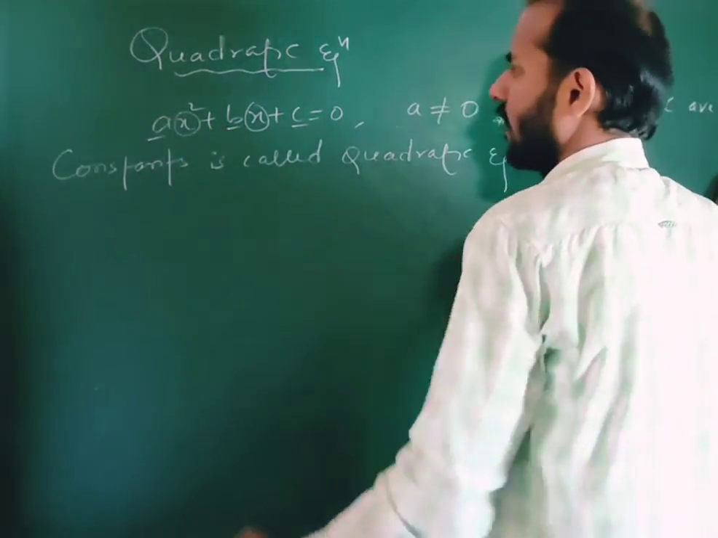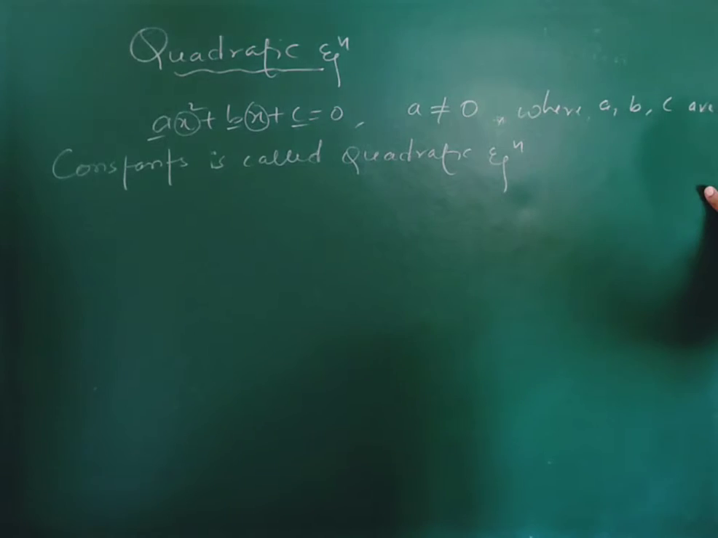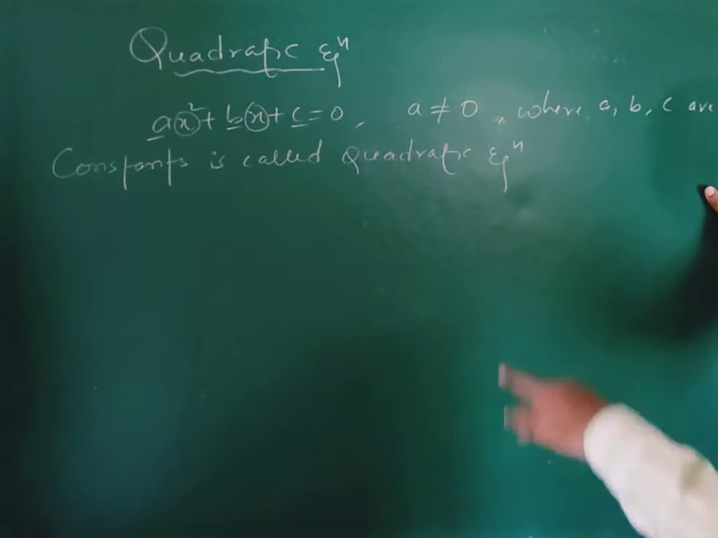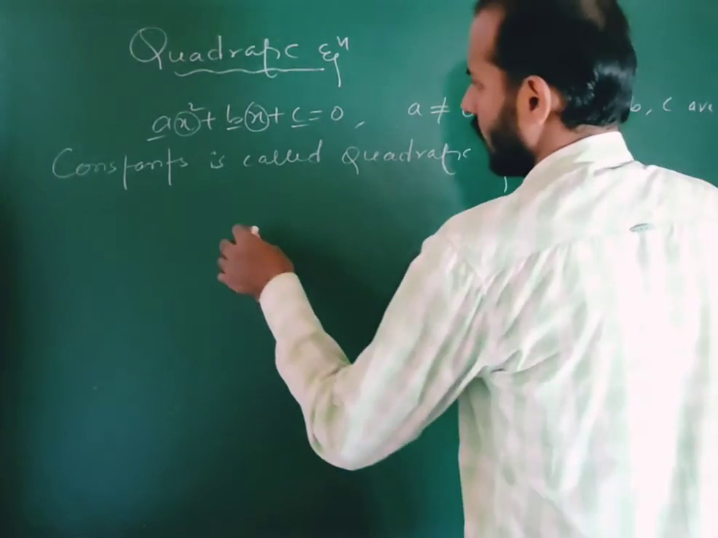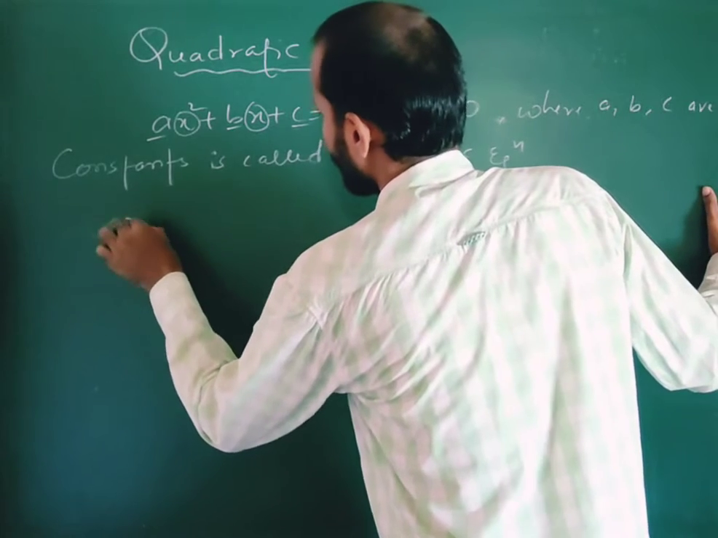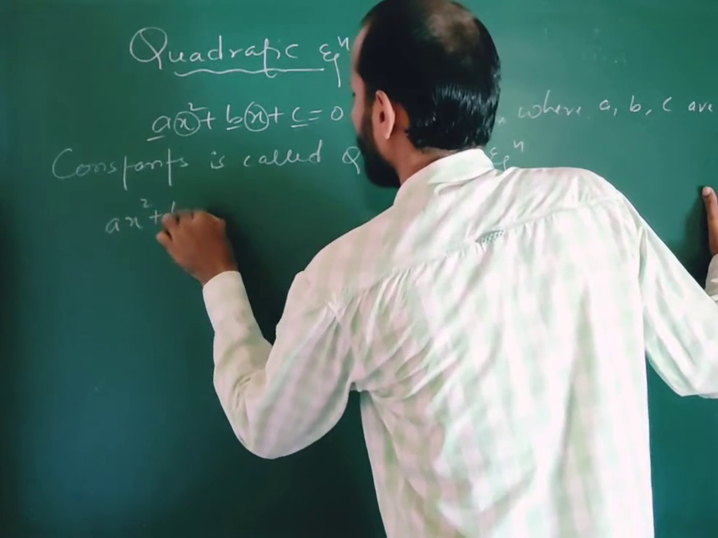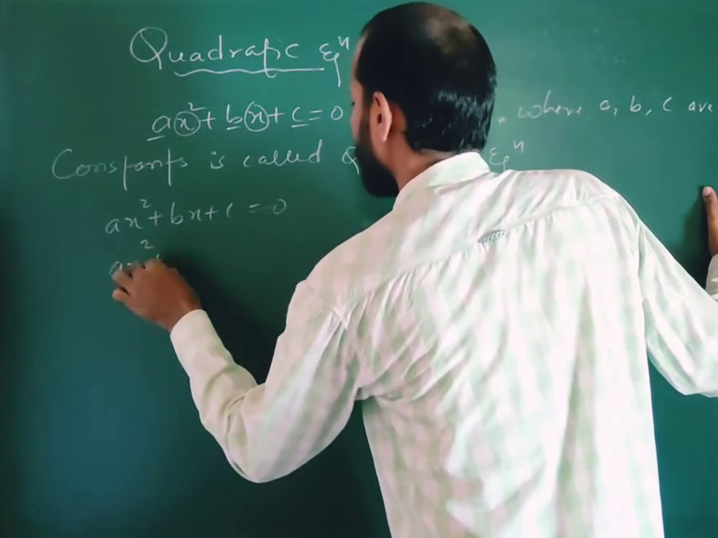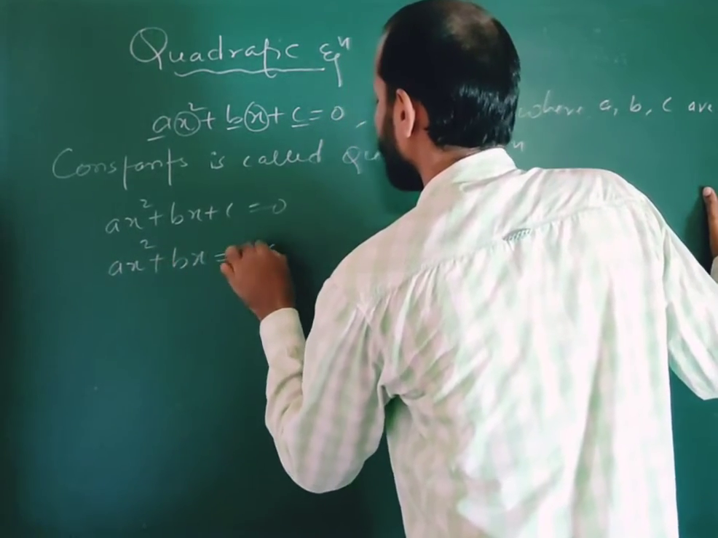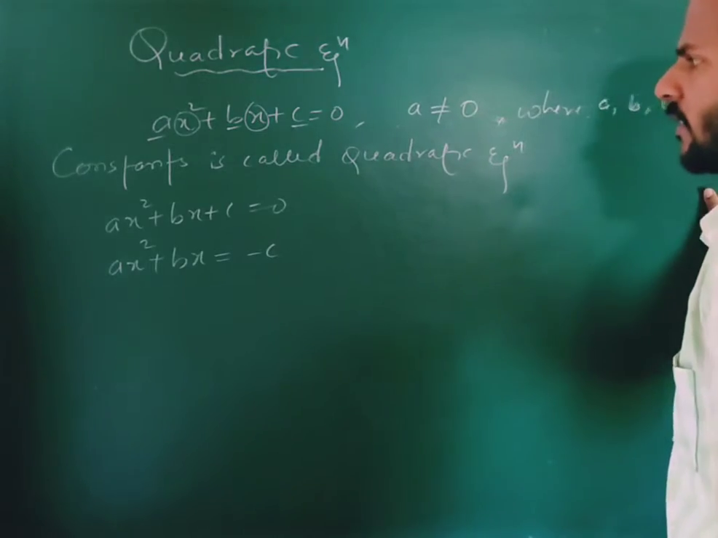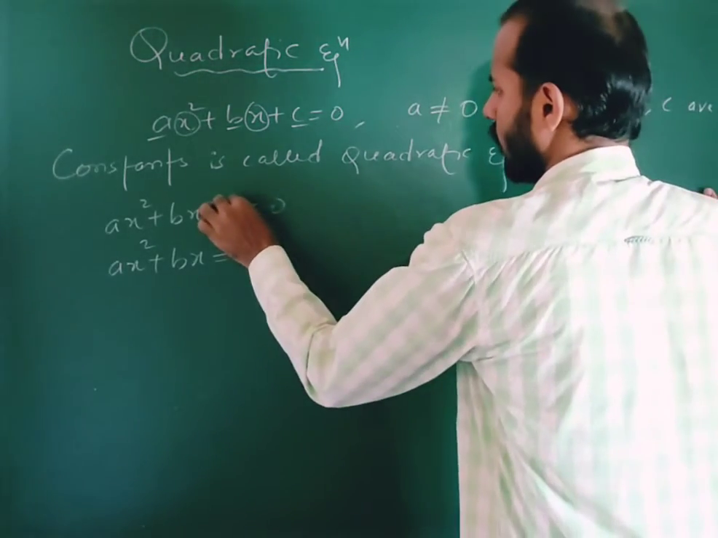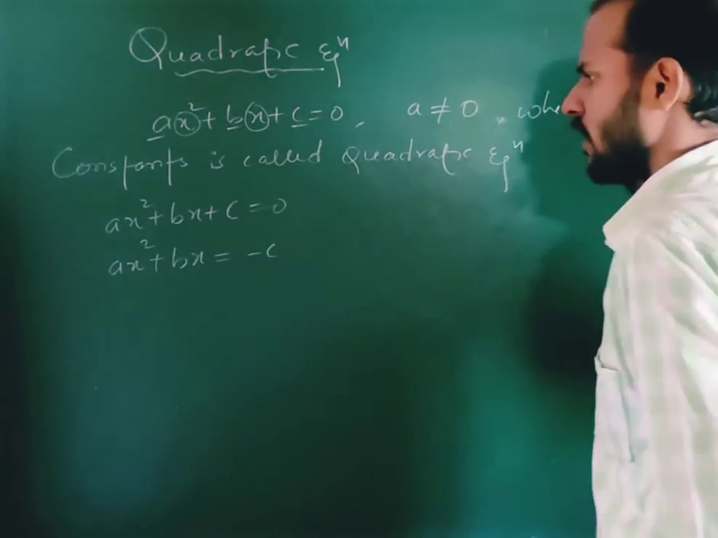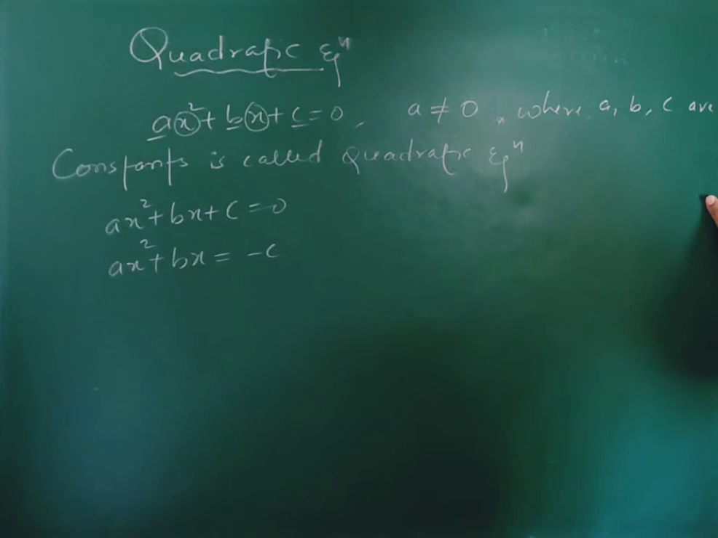Right here, x is a variable. Let us consider ax square plus bx plus c equals to 0. Now ax square plus bx as it is, which is equals to minus c. Take c on RHS. Ax square plus bx, which is equals to minus c, right?